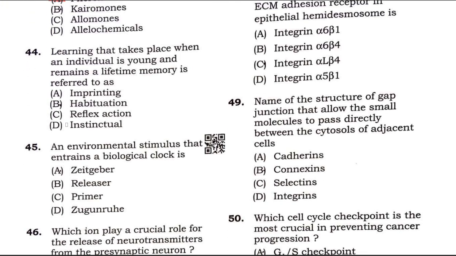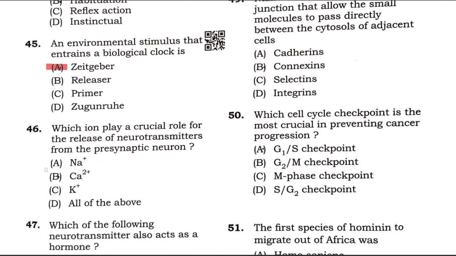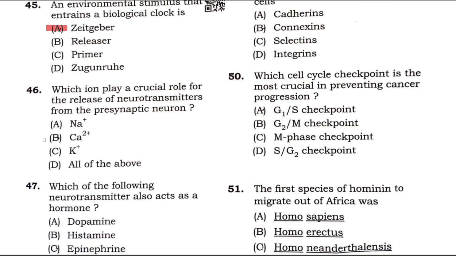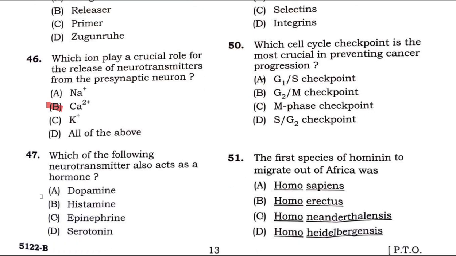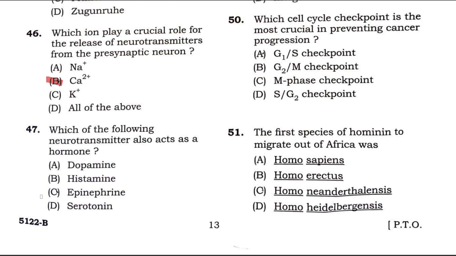Learning that takes place when an individual is young and remains a lifetime memory is referred to as imprinting. An environmental stimulus that entrains a biological clock is a zeitgeber, like light, temperature, tidal pattern, etc. Which can play a crucial role in the release of neurotransmitter from the presynaptic neurons. Of course, the calcium. Which of the following neurotransmitters also act as hormone? So, dopamine and epinephrine are both neurotransmitters that also act as hormones.